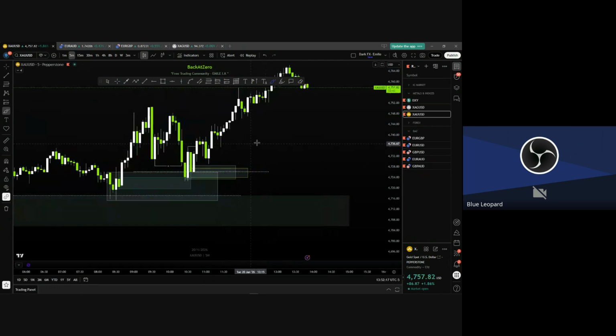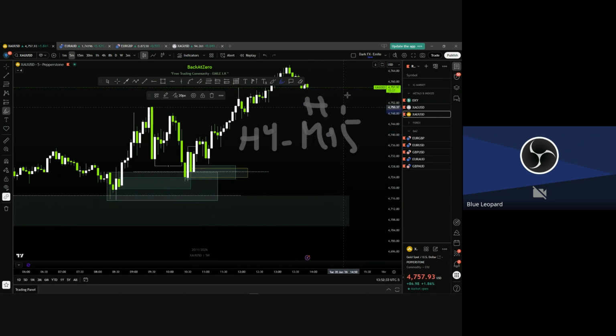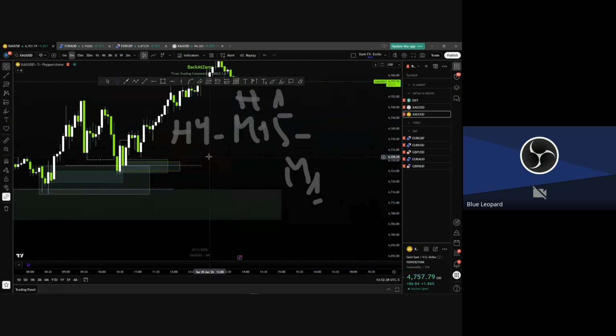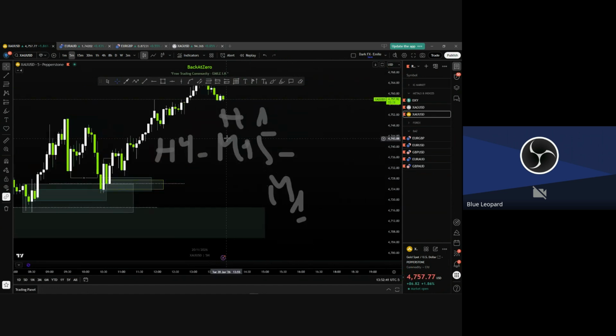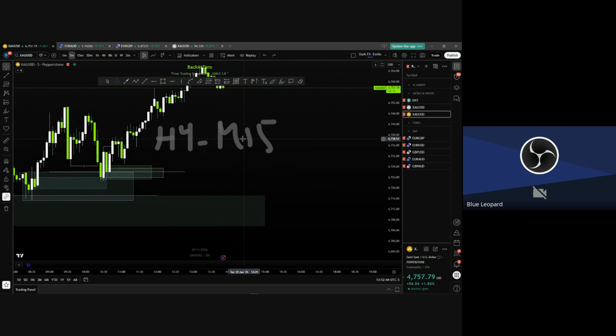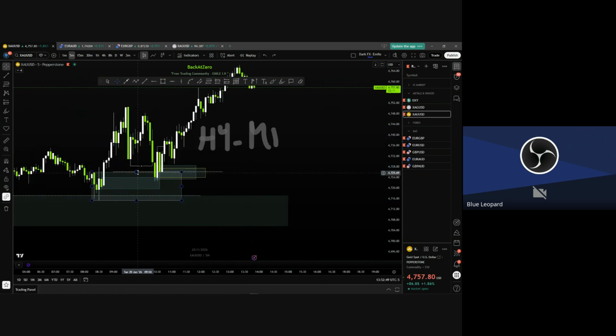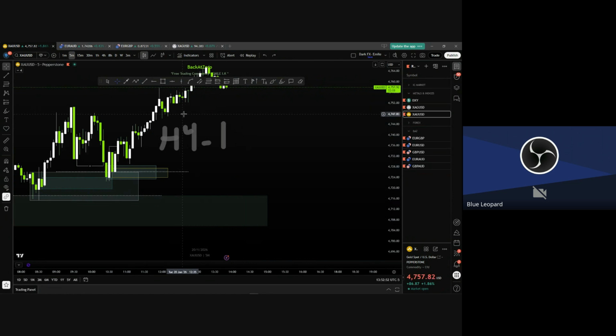After dropping on M5, you have the option, and that's what I told you. You can do H4, H1, M15, and M1 like this. Let me write it down again. H4, M15, or H1, and then M1 for your entry. Okay? H4, M15. You see? Let me write down. Okay?